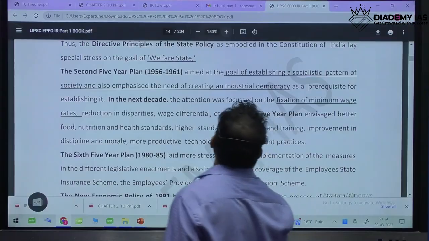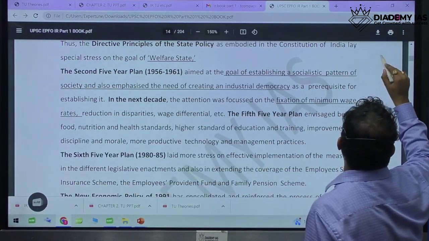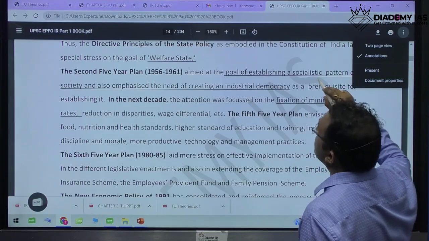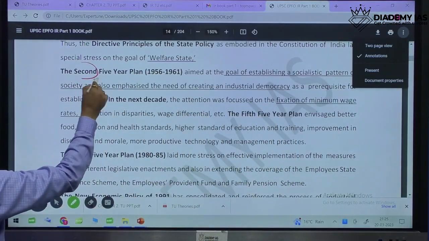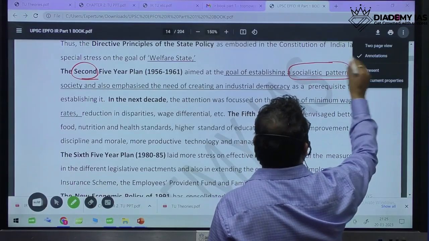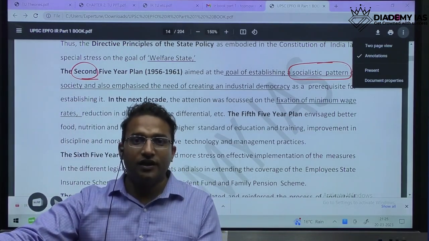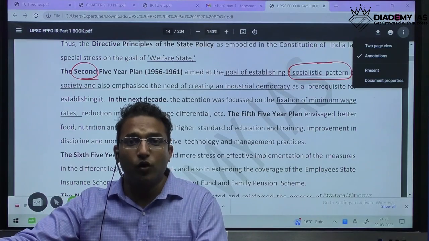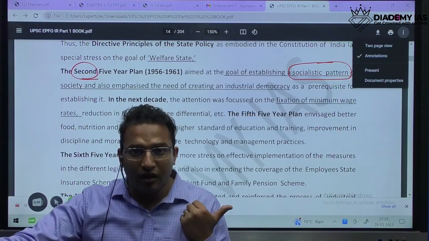Second 5-year plan. It aimed at the goal of establishing a socialistic pattern of society. ठीक है, so when you study the 5-year plans in economy, second 5-year plan में क्या हुआ था, our focus was on the industry. We gave the more prominent role to the industry. कैसे किया था इसको? By giving the new industrial resolution 1956.